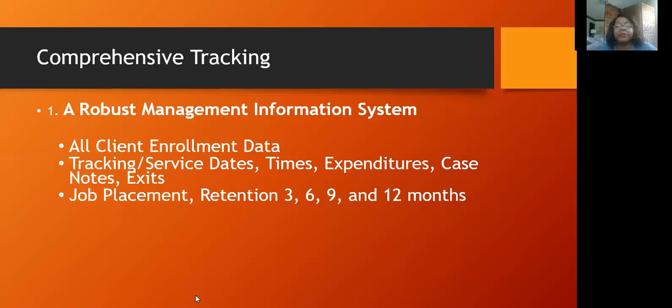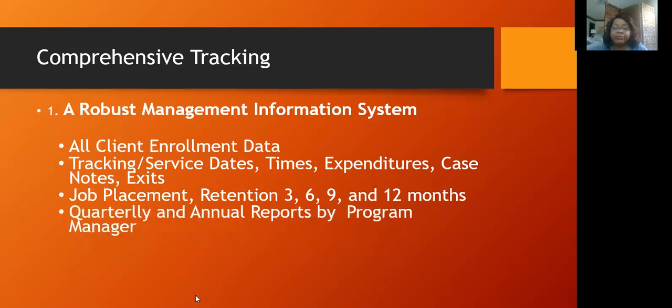Continuing with comprehensive tracking, after you've done your job placement, you've made sure that they are placed in jobs, and you have some retention progress going forward, why is this important? Because you should be providing quarterly and annual reports. That should be done by your program manager.